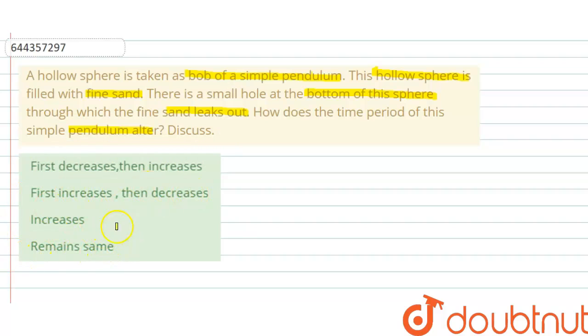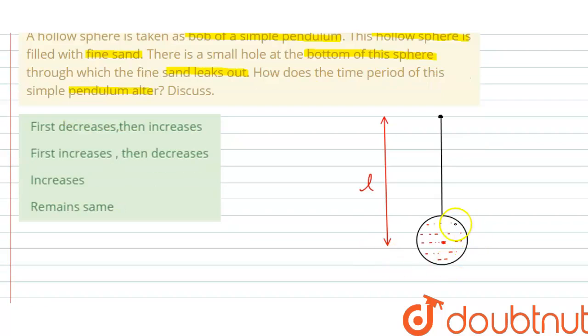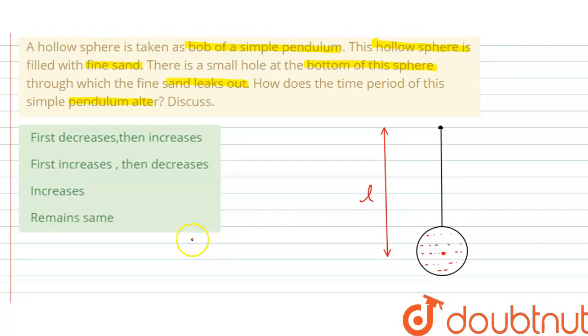Okay, so let me draw the diagram and then I'll explain. So here is the situation, sphere filled with fine sand, and effective length of this pendulum is calculated from this point of hinge to center of mass. This is center of mass of the hollow sphere and sand, center of mass of the system you can say. So this is called effective length of this pendulum, and time period of this pendulum is equal to 2 pi under root L upon g.